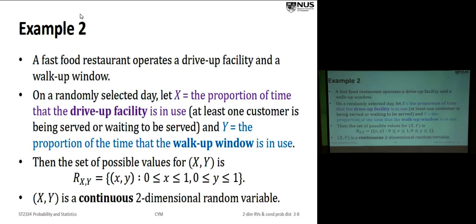Example two. You have a fast food restaurant and you can have drive-in or you can go in and walk up to the window. On a given day, randomly selected, X is the proportion of time that the drive-up facility is in use, i.e. at least one customer is being served, and Y is the proportion of time that the walk-up window is in use. Then the set of values of X and Y are both between 0 and 1, because you could have half the time the walk-in window available, half the time the drive-in available, and so on. So it's a continuous two-dimensional random variable. Okay, so that's example two.